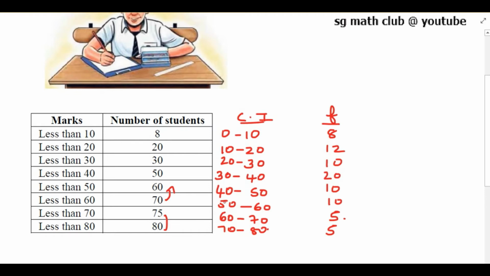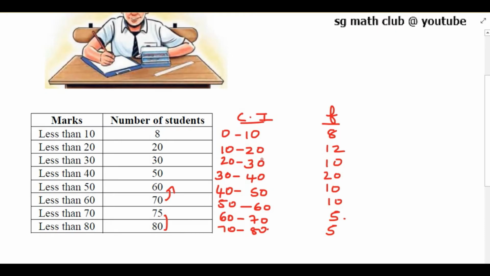So in between here I have forgot to write 40 to 50. So we have added that also. So these are the class interval and the frequency. So if you want to get the cumulative frequency, you can do 8. First we will write 8, 8 plus 12, 20, 20 plus 10, 30, 30 plus 20, 50, 50 plus 10, 60, 60 plus 10, 70, 70 plus 5, 75 plus 5 is 80. So total frequency is 80.